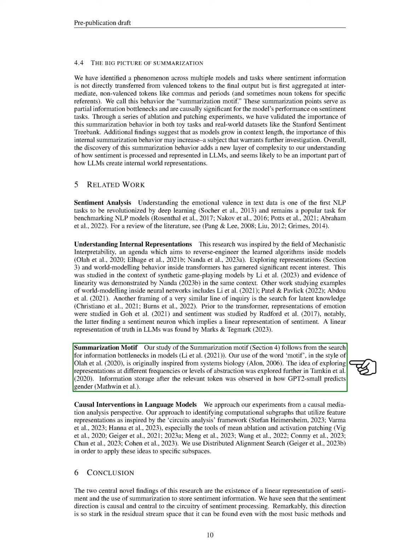Section. Summarization motif. Our investigation into the summarization motif, as discussed in a previous section, is driven by our quest to identify information bottlenecks in various models. The term motif that we use, much like in the context of systems biology, is inspired by the original concept. The notion of examining representations at varying frequencies or abstraction levels was further delved into in other studies. We noticed that information storage after the relevant token was evident in how the GPT-2 small model predicts gender.